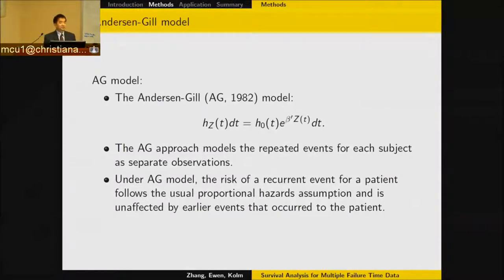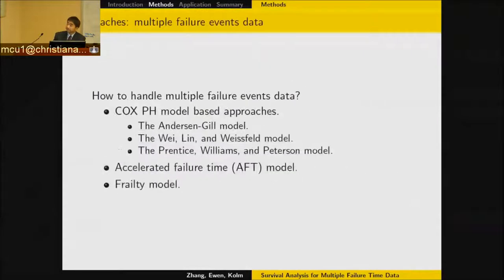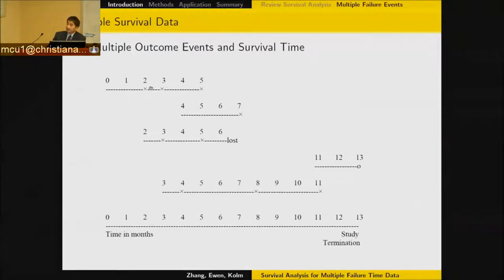The first method is pretty straightforward. We model these multiple events as repeated events for each subject. Like here, for this first patient, we model this patient as three different patients, with the first event happening in the second month, and then this is like the second patient. We follow up one month and then the event happened. And then this seems like a pseudo third patient. We followed two months and then the event happened.